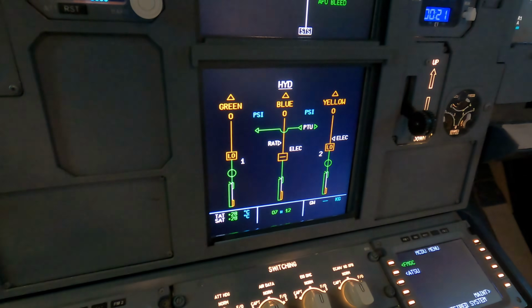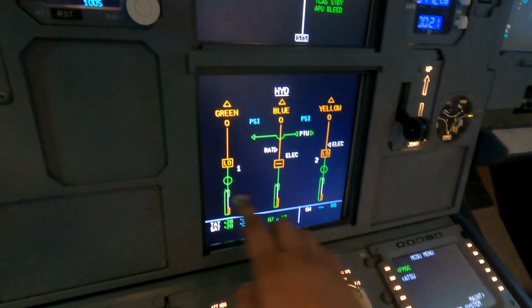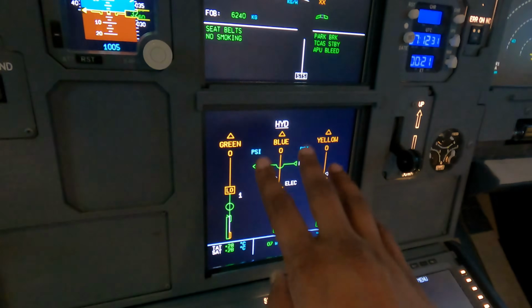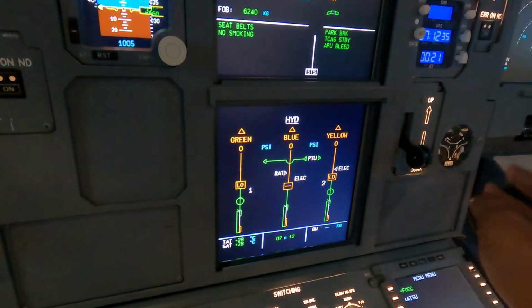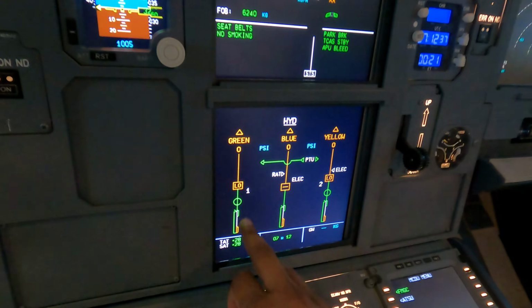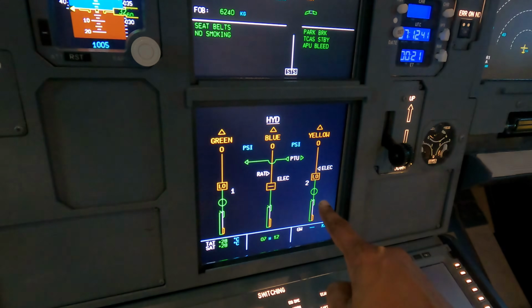All right, so the reservoirs are these guys over here, the hydraulic fluid that's inside of the hydraulic system. The first thing you want to do is always check that the reservoirs are nicely topped up. Now the hydraulic system is broken down into three parts. You got the green hydraulics, the blue hydraulic system, and the yellow hydraulic system.